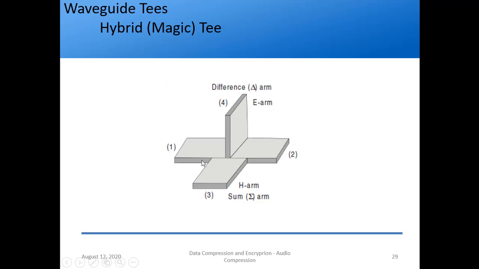But what happens when I give input to only port 1? The output does not appear at all at port 2, right? So that's why it is called a magic T, because this is somewhat awkward: usually when you give the input here, it is getting divided, and if you give the input here, it is getting divided, right? But when you are giving input here, it is not coming here at all. So that's why it is called magic T, as if something like magic is happening.